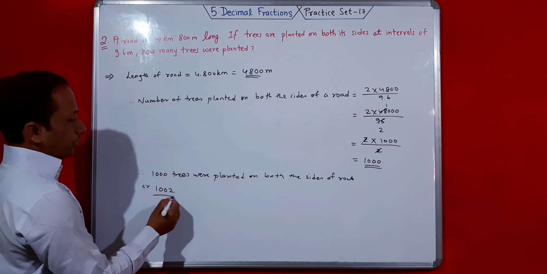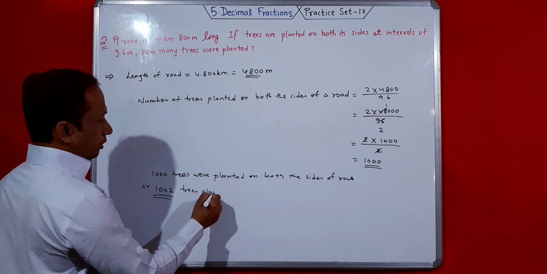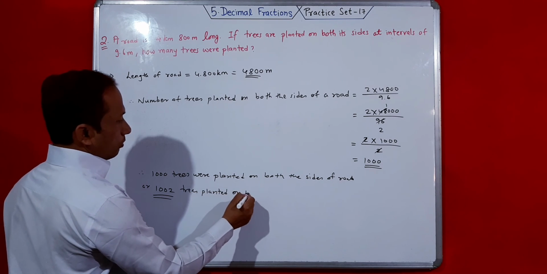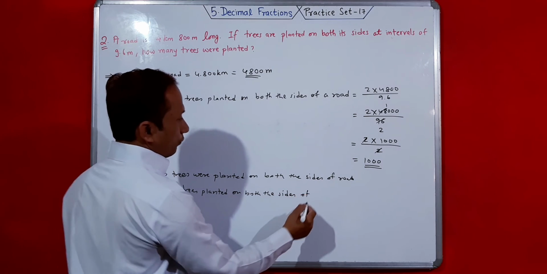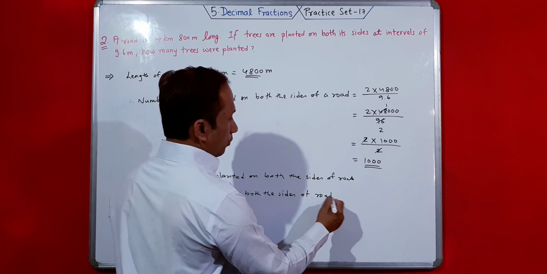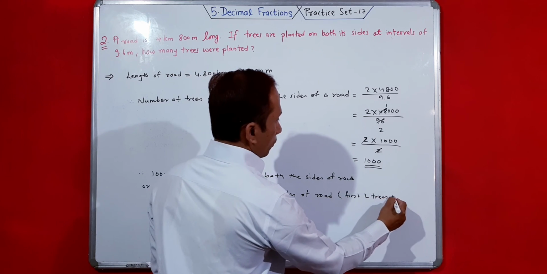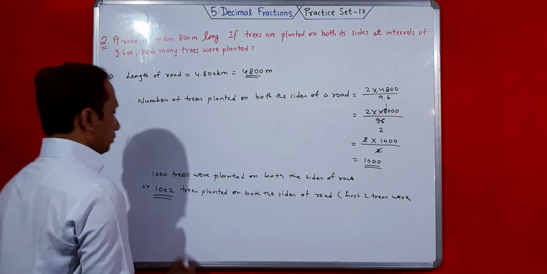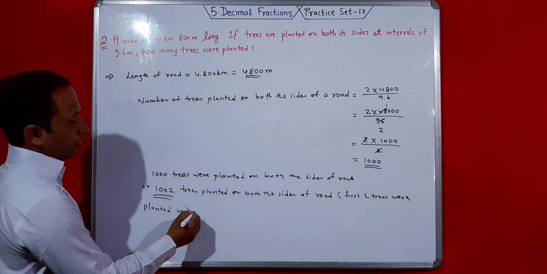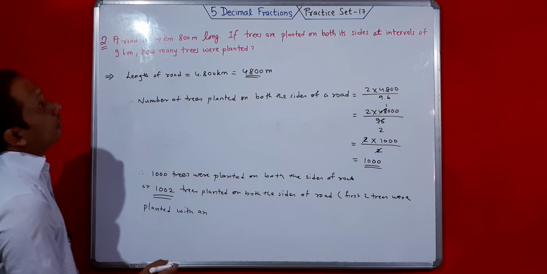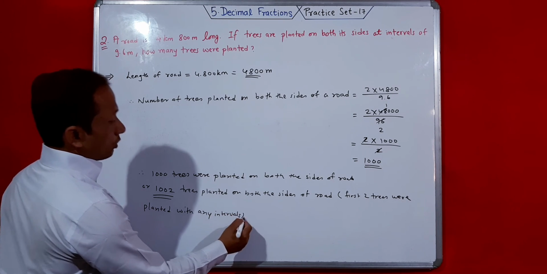Or 1002, if there are no trees planted on both the sides of the road first, the two trees were planted without an interval. So this is your solution.